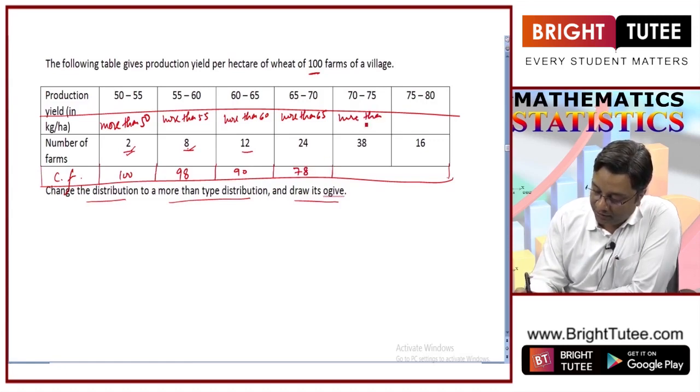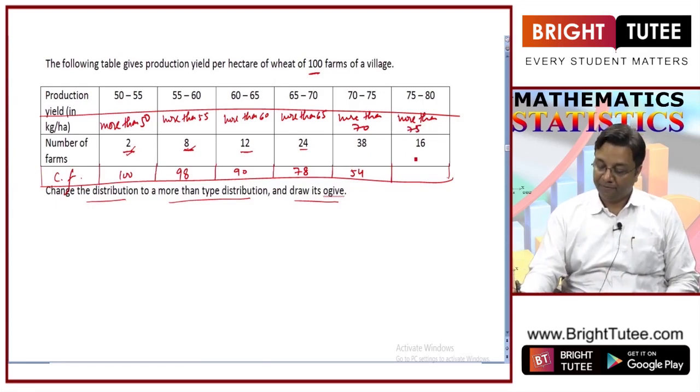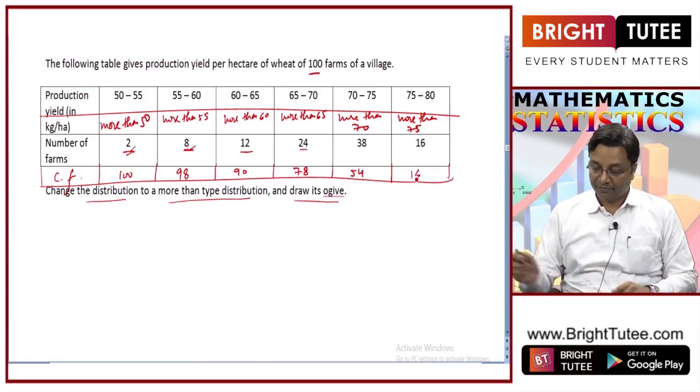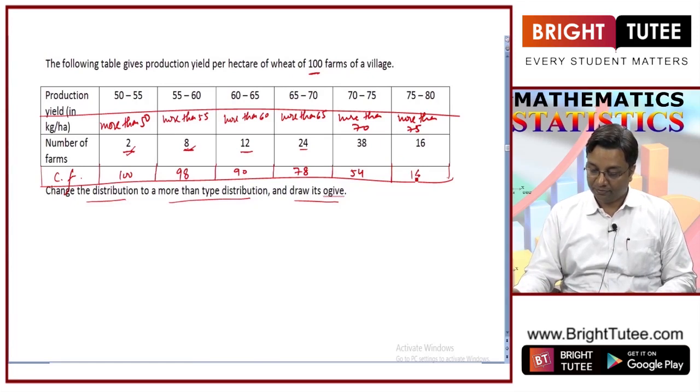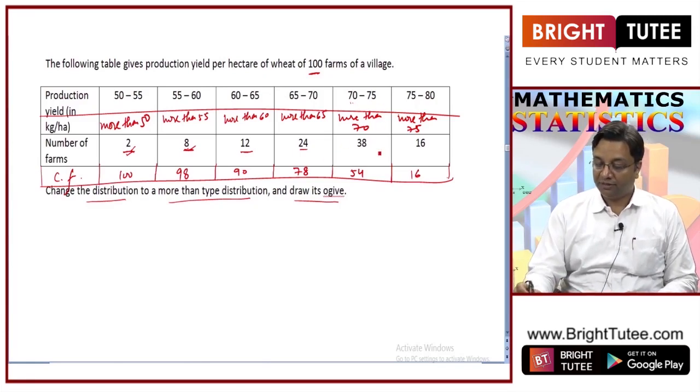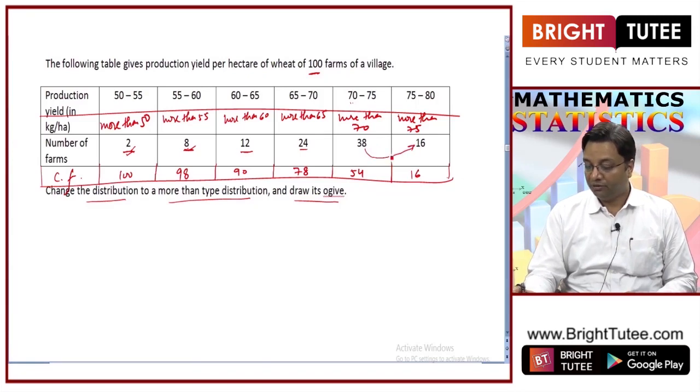More than 70, 100 minus all of these, 36 and 10, 46. So, it will be 54, and more than 75 will be 16 only. Okay. All right. Now, another way to obtain this was more than 75 could be obtained by adding these two. Now, you can verify this. 38 plus 16 is 54.